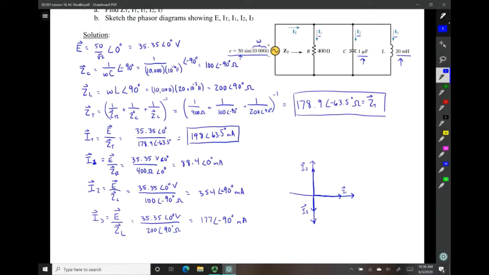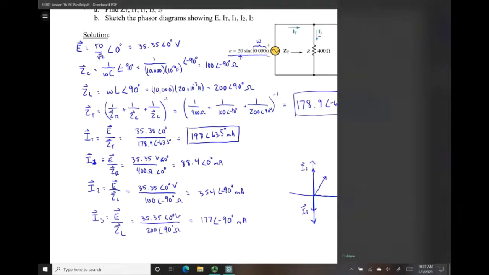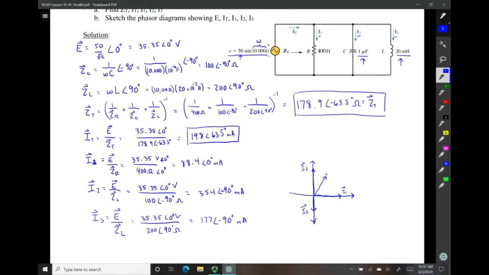And IT, I total, will be the vector sum of all of these based off of Kirchhoff's current law, and like we saw, it has a 63.5 degree angle. So it's in the first quadrant right here. Obviously that's not to scale, but it gives you at least a conceptual representation of where all of those currents fall on the real imaginary plane.